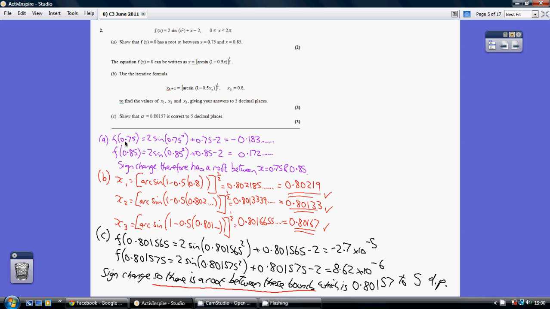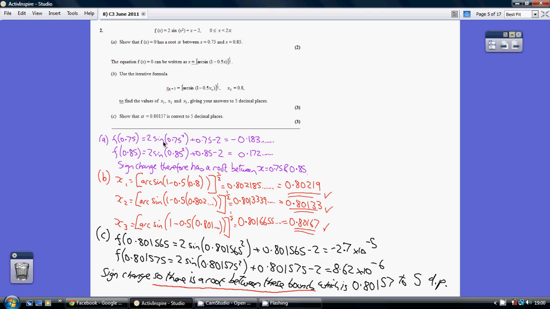So here we go. I've substituted 0.75 in and I got minus 0.183. When I substituted 0.85 in, I got positive 0.172, and then formally, this is the line you need to write: sign change, therefore has a root between 0.75 and 0.85.